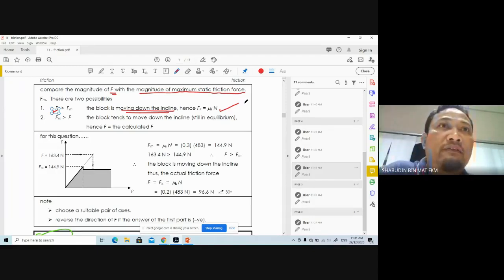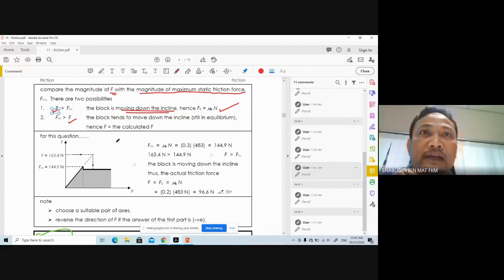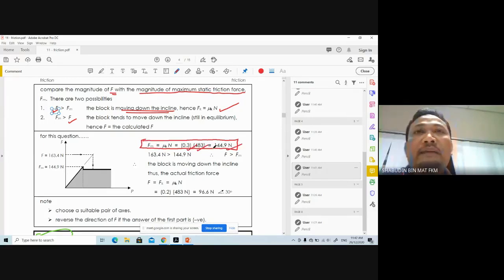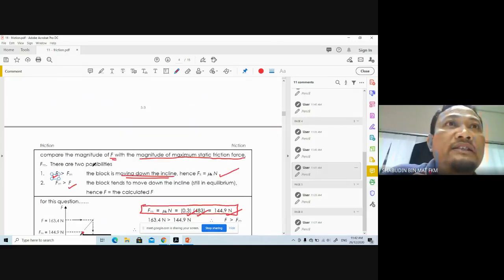The second case: Fm is greater than F, so check it. The first thing is you get Fm first. Fm is equal to mu s multiplied by N. Mu s is 0.3 as given, N is 483, and you get Fm as 144.9 Newton, the maximum force. But the force F that you get is 164.